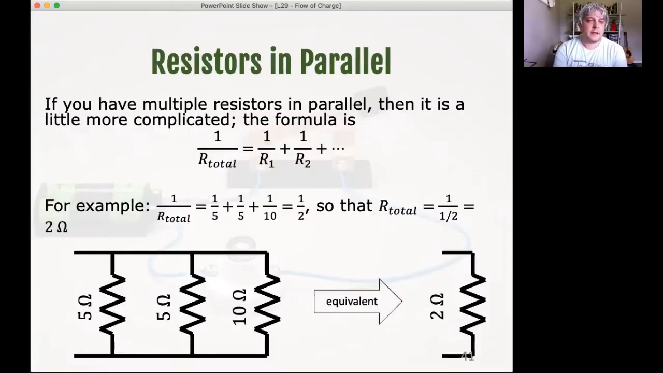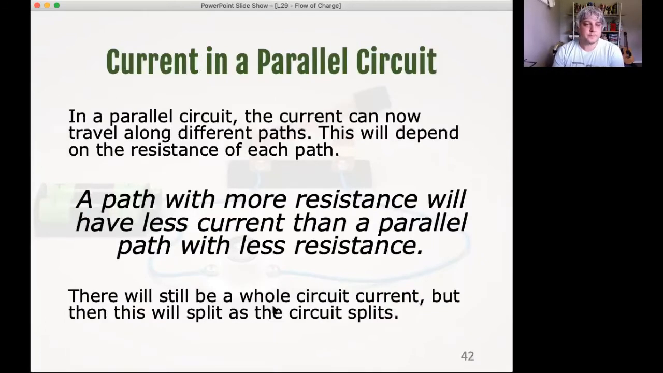So if we go back a slide to look at this 5, 5, and 10, these 5 ohm ones have a bit less resistance. More electrons are going to go down those pathways than are going to go down this 10 ohm one, because 10 ohms is more resistance. So you're going to get twice as many electrons going through the 5 ohm resistors as you are going to get going through the 10 ohm resistor. So a path with more resistance will have less current than a parallel path with less resistance. There will still be the whole circuit current, but it will then split every time the circuit splits into different branches.